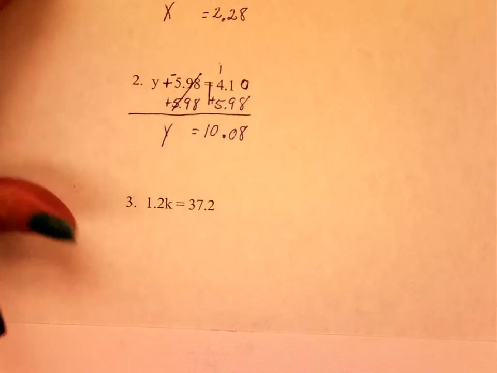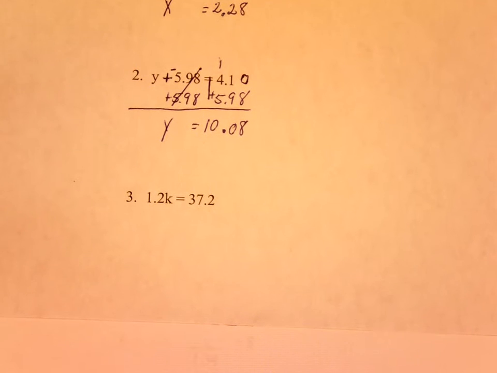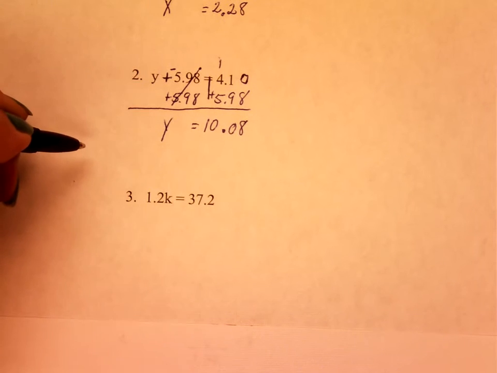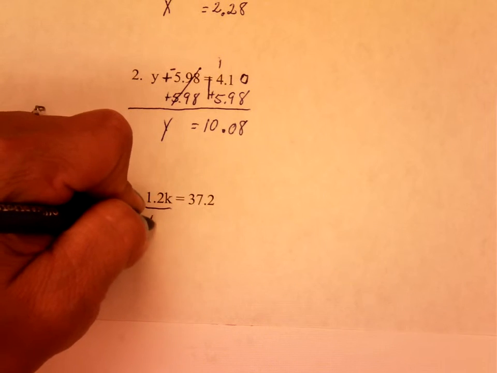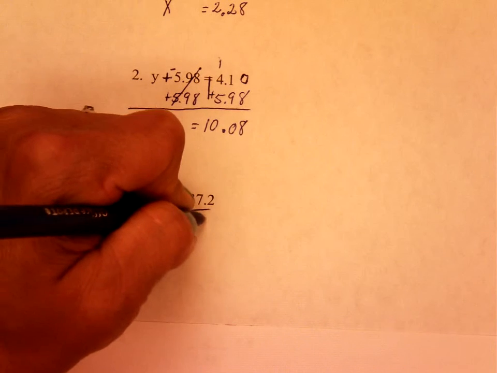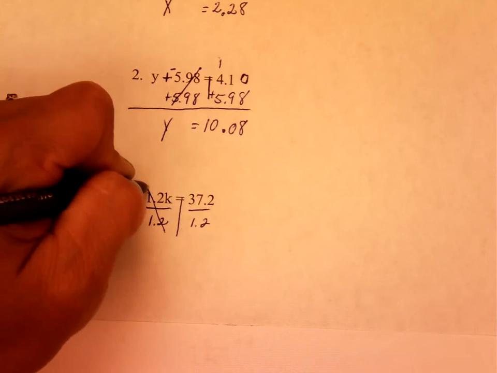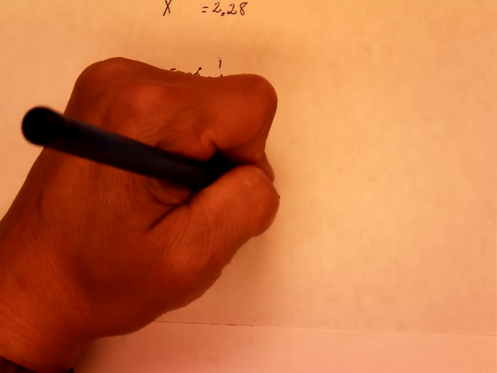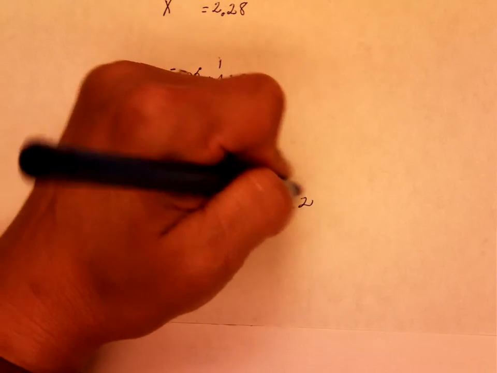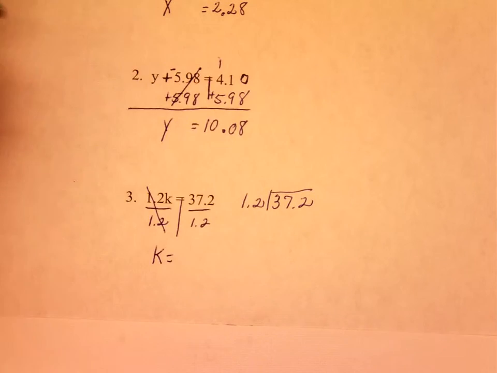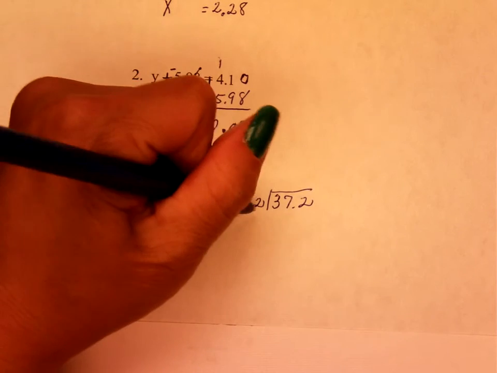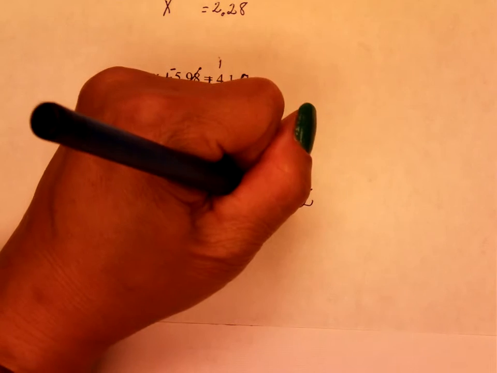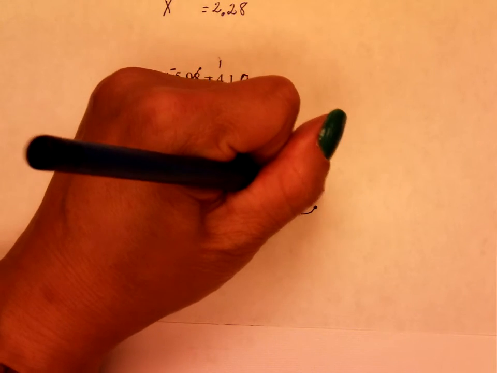Okay, let's look at problem number 3. So the inverse of multiplication is division, so you can divide by 1.2, divide by 1.2 on both sides. The 1.2 cancel out, you're left with k equals, so now you got to do 37.2 divided by 1.2. Remember, we want to make this a whole number, so you move the decimal over for 12. You want to move this decimal over 1.